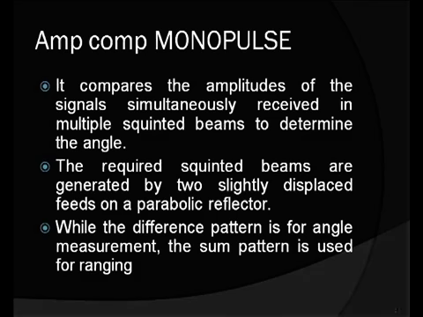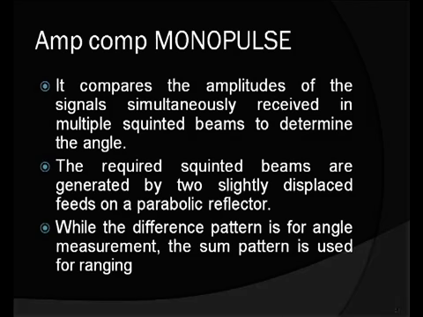What is this monopulse? Amplitude comparison monopulse compares the amplitudes of the signals simultaneously received in multiple squinted beams to determine the angle. The required squinted beams are generated by two slightly displaced feeds on a parabolic reflector.